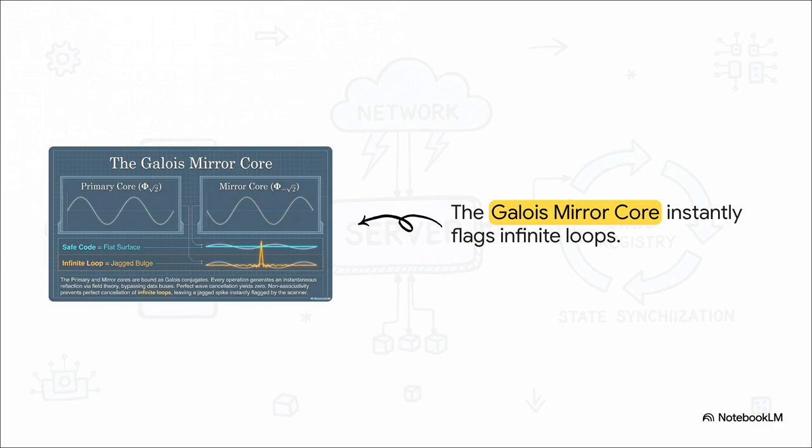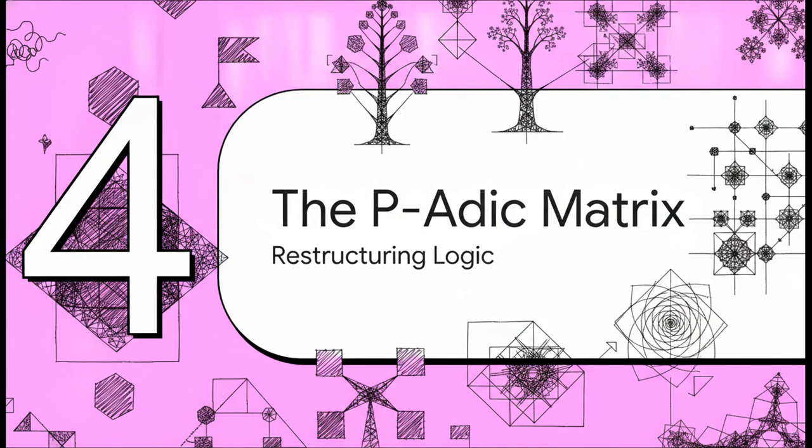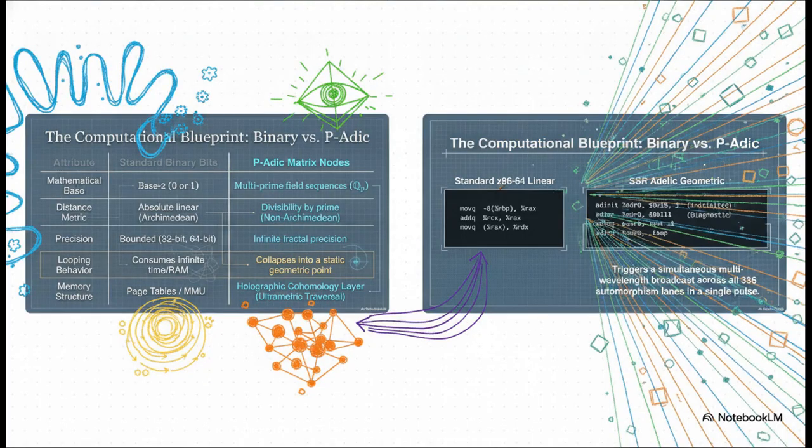Just incredible. Now part 4, the p-adic fractal matrix. With all that chaos isolated and flagged, SSR doesn't stop there. It actually restructures the logic itself. It replaces standard binary bits with entirely new geometric structures. When you compare standard binary logic, you see base 2 bits and sequential pointer chasing, which really eats up time. But SSR trades all of that for multi-prime p-adic sequences.